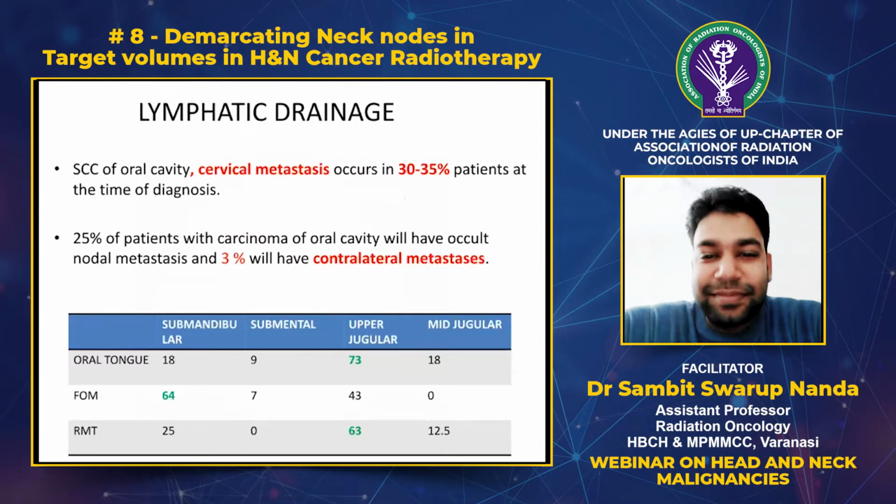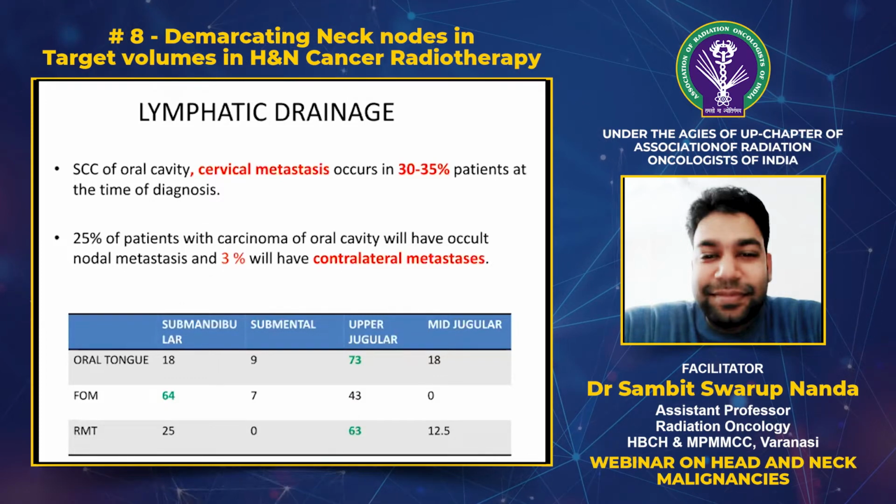What has been seen is, as far as squamous cell carcinoma of the oral cavity is concerned, cervical metastasis is seen in roughly around 30 to 35% of the patients at the time of diagnosis. 25% of the oral cavity patients have occult metastasis in the beginning, and 3% tend to have contralateral metastasis. Of course, it is dependent on the site of the disease as well as the T stage, because it's not uniform.